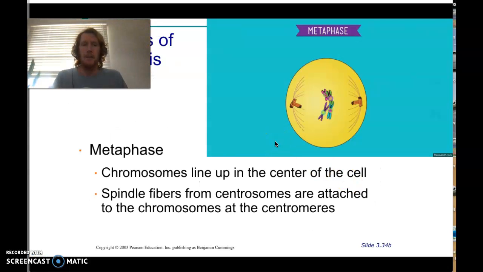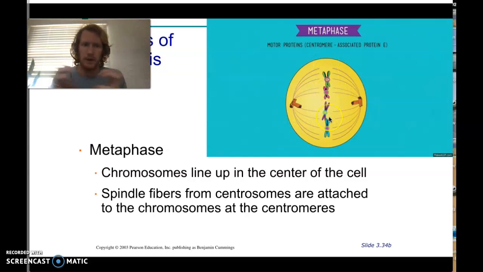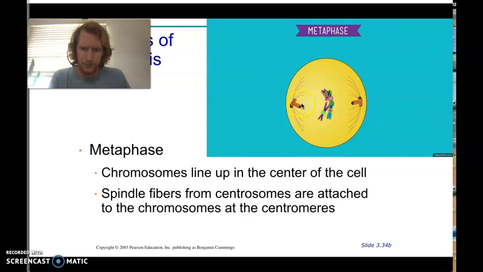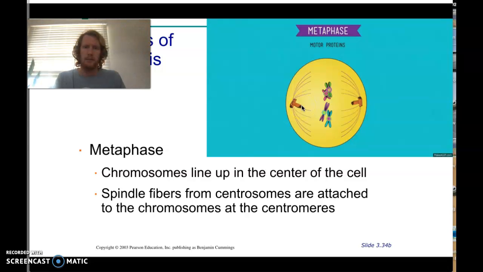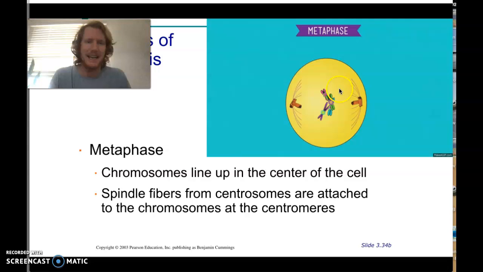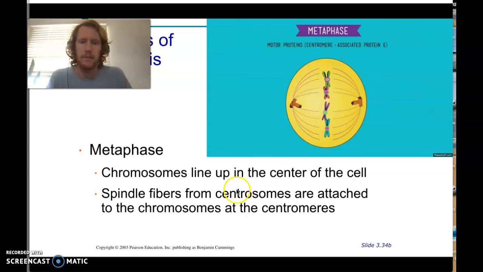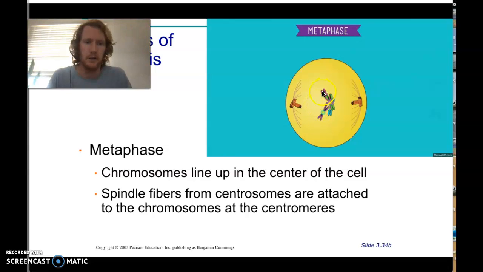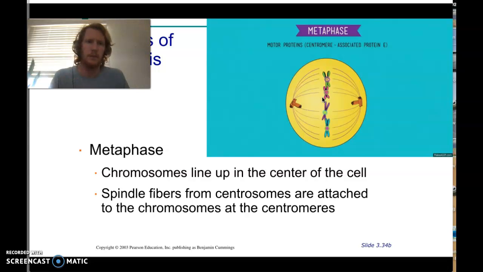All right, then we have the M of PMAT, which is metaphase. This one's relatively short, so you'll notice that these chromosomes have already condensed, and they start to line up in the middle of the cell. On the sides, the centrosomes are putting these spindle fibers out that are going to connect to the centromere in the middle of the chromosomes. So they're lining up, spindle fibers form from the centrosomes and attach to the centromere. Again, you can pause here, do your metaphase and your explanation.